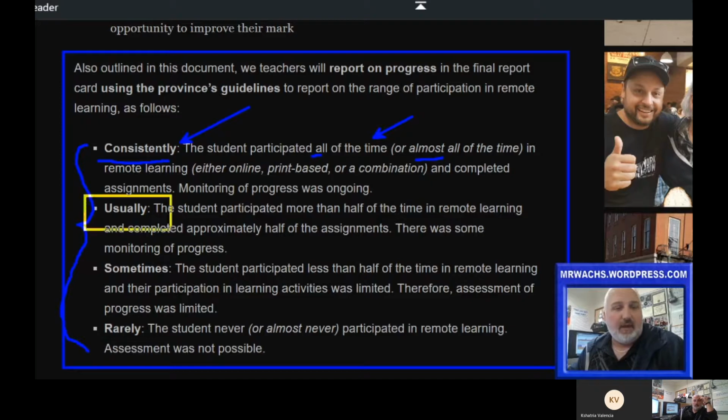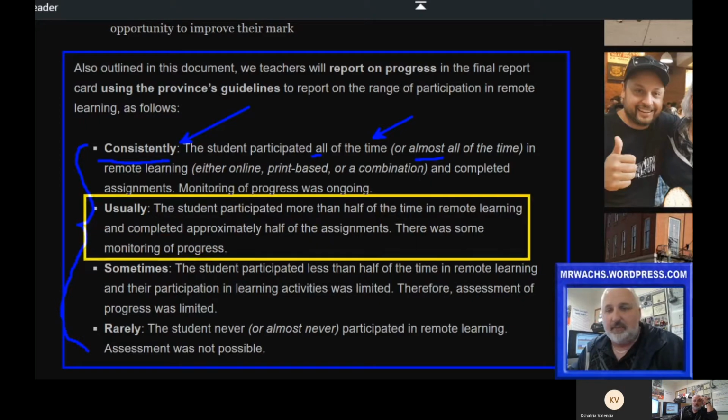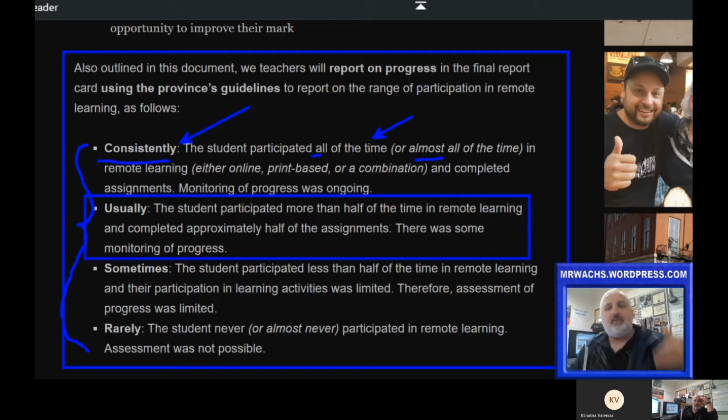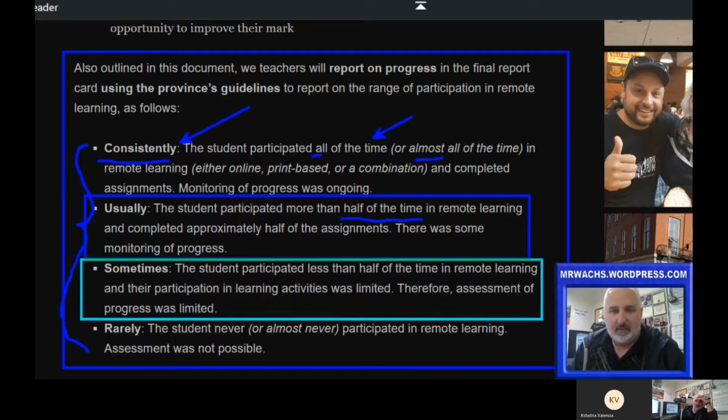The next step down from that would be usually. This would mean the same thing, that you in some way are engaging in online learning, but the province has defined that as you've done that about half of the time. So essentially, out of all the things you could have done to connect with me online, you did about half of them. The next step down from that would be sometimes.